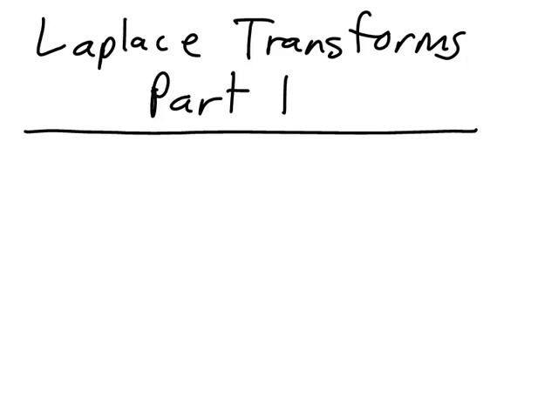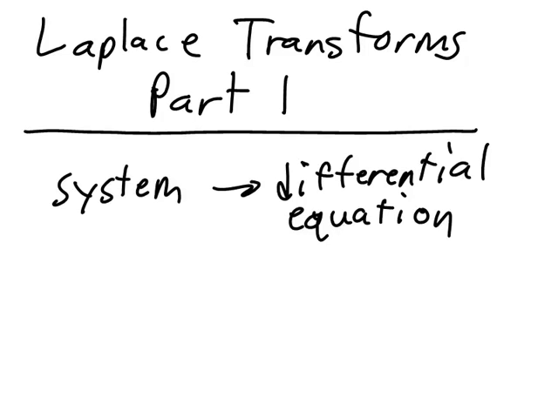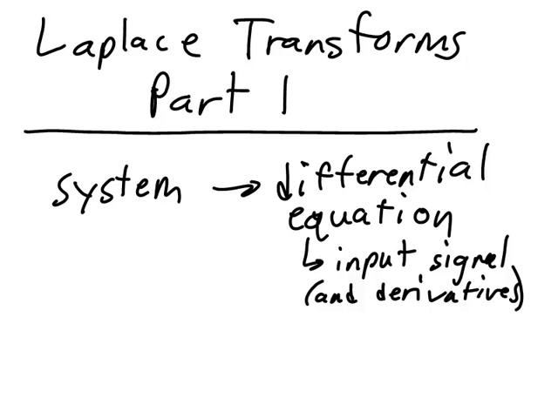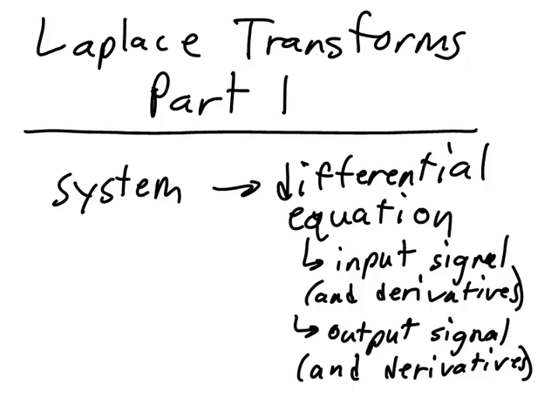Previously in class, we've seen that a system can be represented by a differential equation. This differential equation can have only three kinds of things in it: the input signal and its derivative, the output signal and its derivatives, and constants. We've also seen that these differential equations can get pretty complicated pretty quickly.